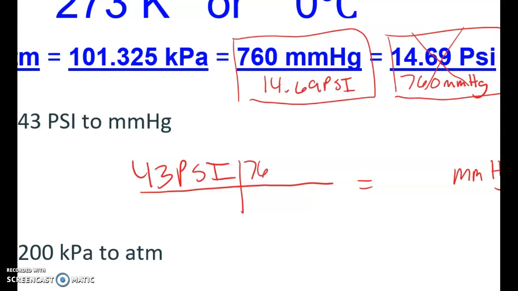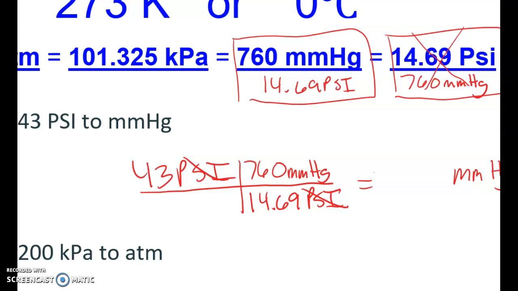So I'm going to put 760 millimeters of mercury on top, and I'm going to put 14.69 psi on the bottom. PSI cancels, you're left with millimeters of mercury, and it's simple math at this point. So it's 43 times 760. You multiply everything across the top, multiply everything across the bottom, and then you divide because it's a fraction. So 43 times 760 divided by 14.69.